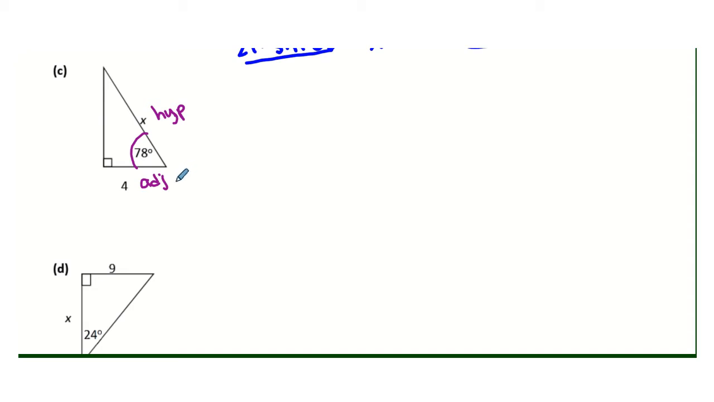So, which trig ratio uses adjacent and hypotenuse? Well, that's cosine. So I'm going to have cosine of 78 equals 4 over x. Well, this one's a little bit different because I can't solve for x if it's in the denominator. So, to get rid of the denominator, I'm going to have to multiply both sides by x. So I'm going to have x times cosine of 78 is equal to 4.